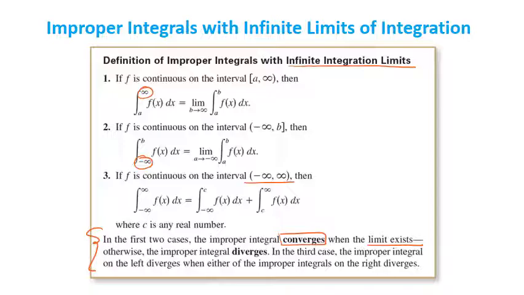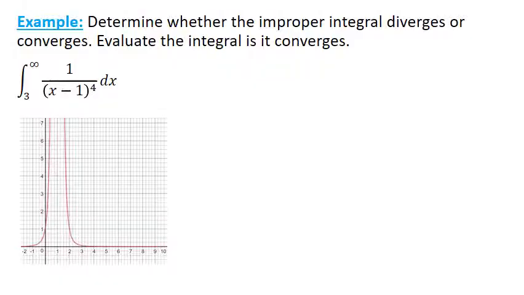So let's just jump into an example. In this first example, it says determine whether the improper integral diverges or converges, and then evaluate the integral. This should say if it converges. I provided a graph for you just so you can see what's happening. Here's the graph of this function, but we're simply interested in the region from 3 onward to infinity. We want to evaluate that area.